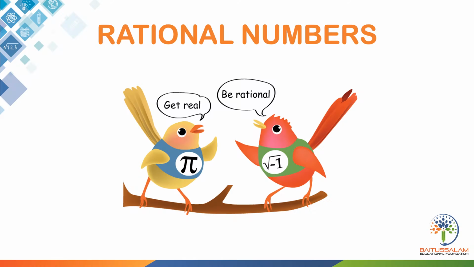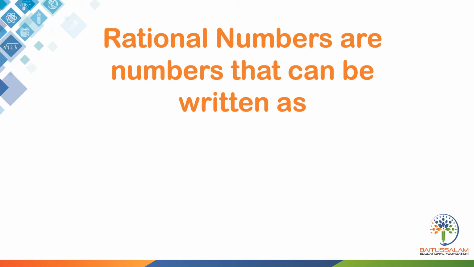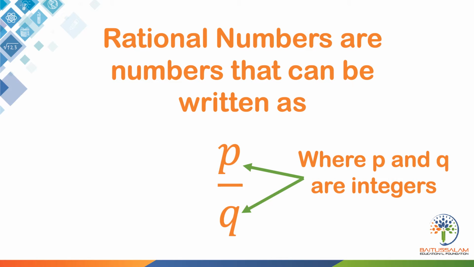Rational numbers. A rational number can be made by dividing two integers. Most numbers we use in everyday life are rational numbers. 1.5 is a rational number because 1.5 equals 3 upon 2. Rational numbers are numbers that can be written as P upon Q, where P and Q are integers.